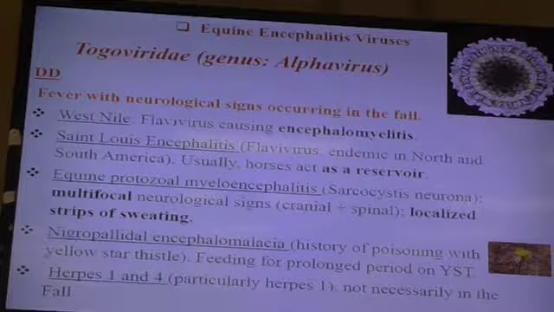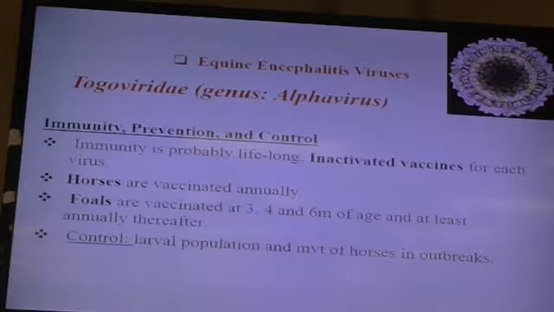It should be differentiated from herpes 1 and 4, particularly herpes 1, although that's not necessarily in the 4. Herpes 1 can occur at any time. When it comes to immunity, it's probably lifelong immunity. There are inactivated vaccines for each of those viruses. The horses are vaccinated annually, and the foals are vaccinated.